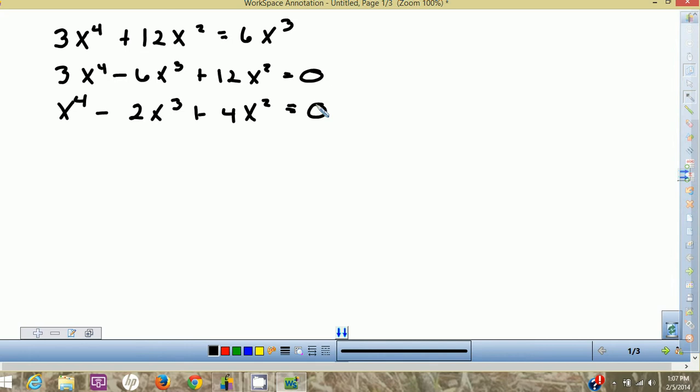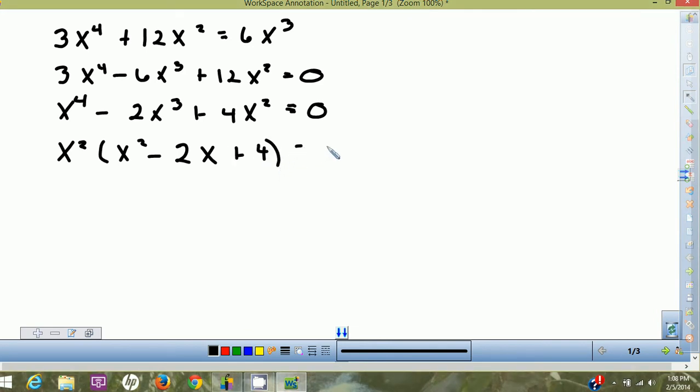So common factor, sure, x squared. x squared times x squared minus 2x plus 4 is equal to 0. And somebody's probably thinking, could I have done that in one step? Could I have just made my common factor 3x squared? Absolutely, it would have worked just fine, because in the next step, when I set this factor x squared equal to 0, I would have divided that by 3, and I still would have had the same solution here, x is equal to 0. So it wouldn't have mattered if I had done that all in one step.